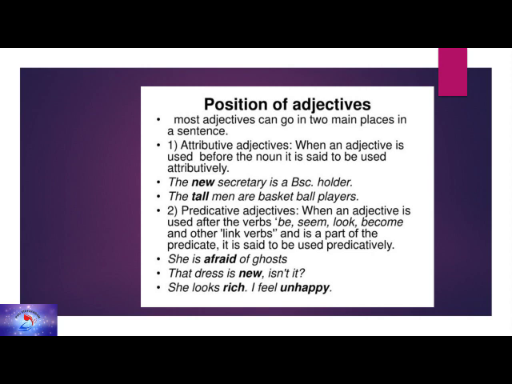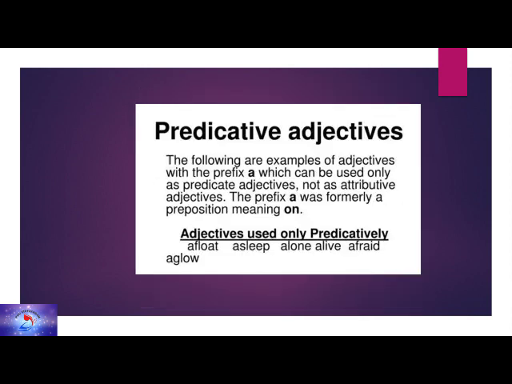For predicative, when an adjective is used after the verbs be, seem, look, become and other link verbs and is a part of the predicate, it is said to be used predicatively. So what does it mean? Always this predicative adjective comes only in the predicate part of a sentence. The following are examples of adjectives with the prefix a, which can be used only as predicative adjectives, not as attributive. The prefix a was formerly a preposition meaning on.